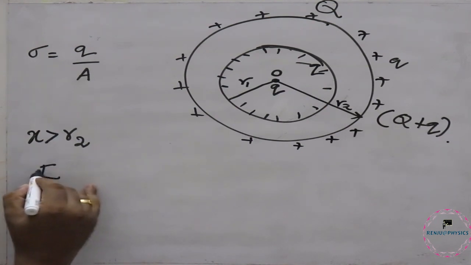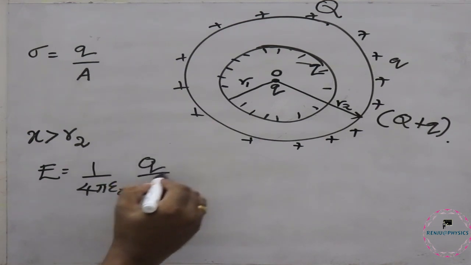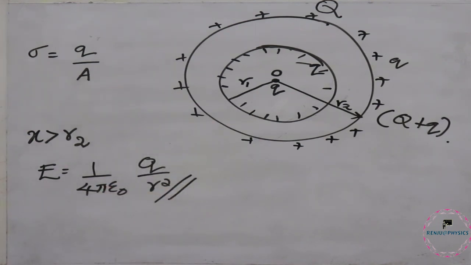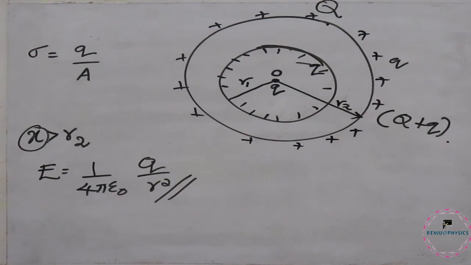That is given by E equal to 1 by 4 pi epsilon 0 times q divided by r square. Here the charge of the spherical shell is now capital Q plus q. We consider the total charge of the spherical shell on the surface, which will be Q plus q. We consider point P at a distance x from the center of the spherical shell.